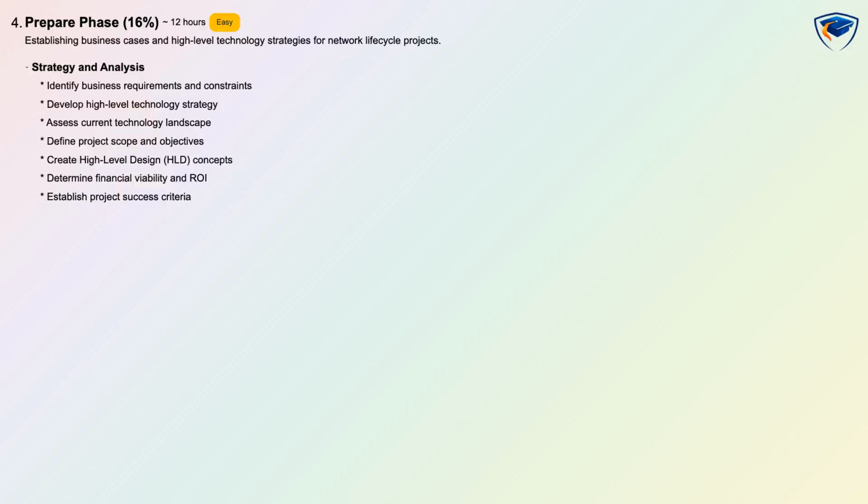Prepare phase is 16%, easier than other domains, and takes about 12 hours with conceptual and scenario assessments. Here you establish business cases and high-level technology strategies by identifying business requirements and constraints and assessing the current technology landscape. You will define project scope and objectives, develop high-level design concepts, determine financial viability and ROI, and set success criteria to guide life cycle projects. This domain is about aligning technical goals with business outcomes before detailed planning begins.